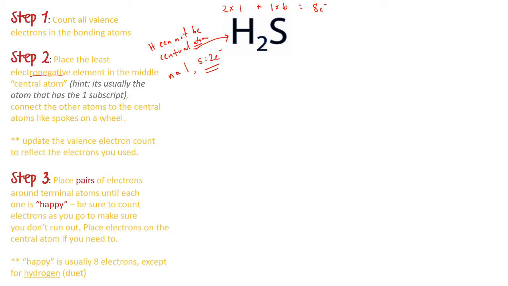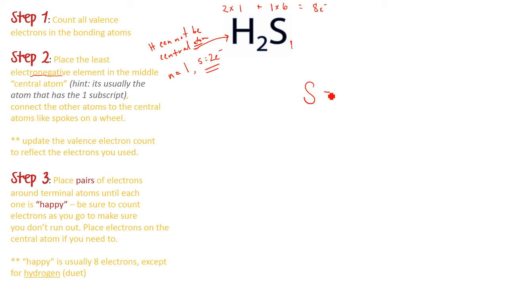Hydrogen can only ever have 1 bond, right? Because that's how we hold on to 2 electrons, and so he can't go into the middle. He can only ever have 1 bond, so he's never going to be our central atom. So that means by default we put sulfur in the middle. You can see, though, he's following our little hint. He has a subscript of 1, so that right away could have told us that he was likely to go in the middle. So we can put sulfur in the middle.